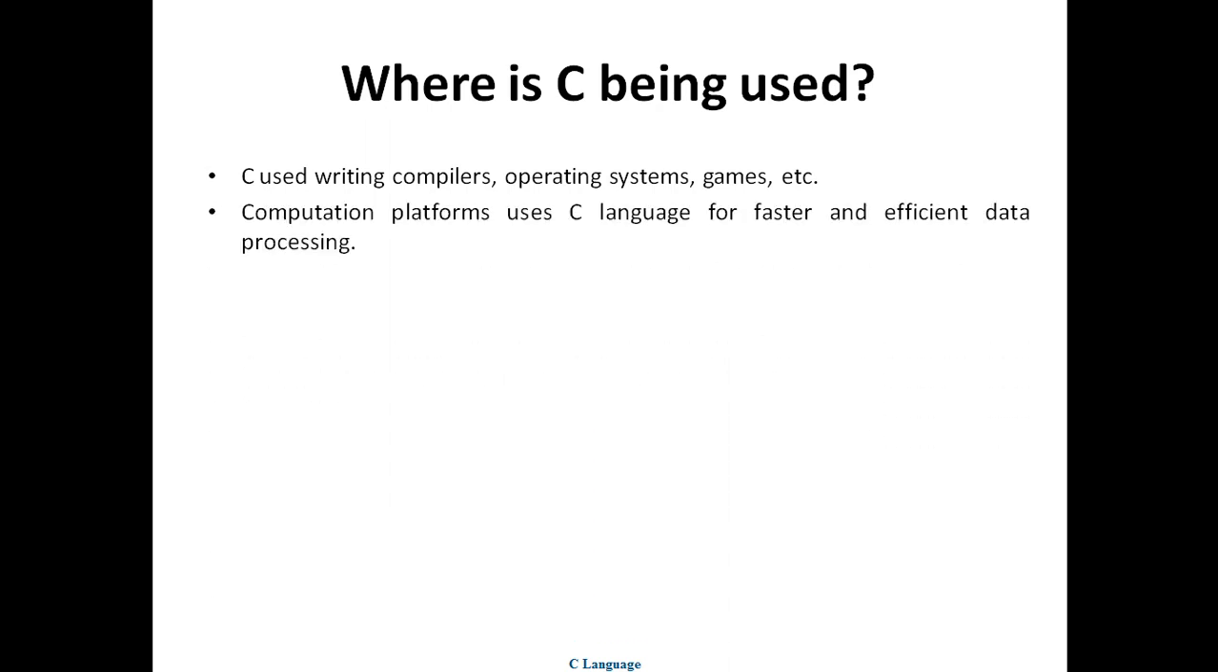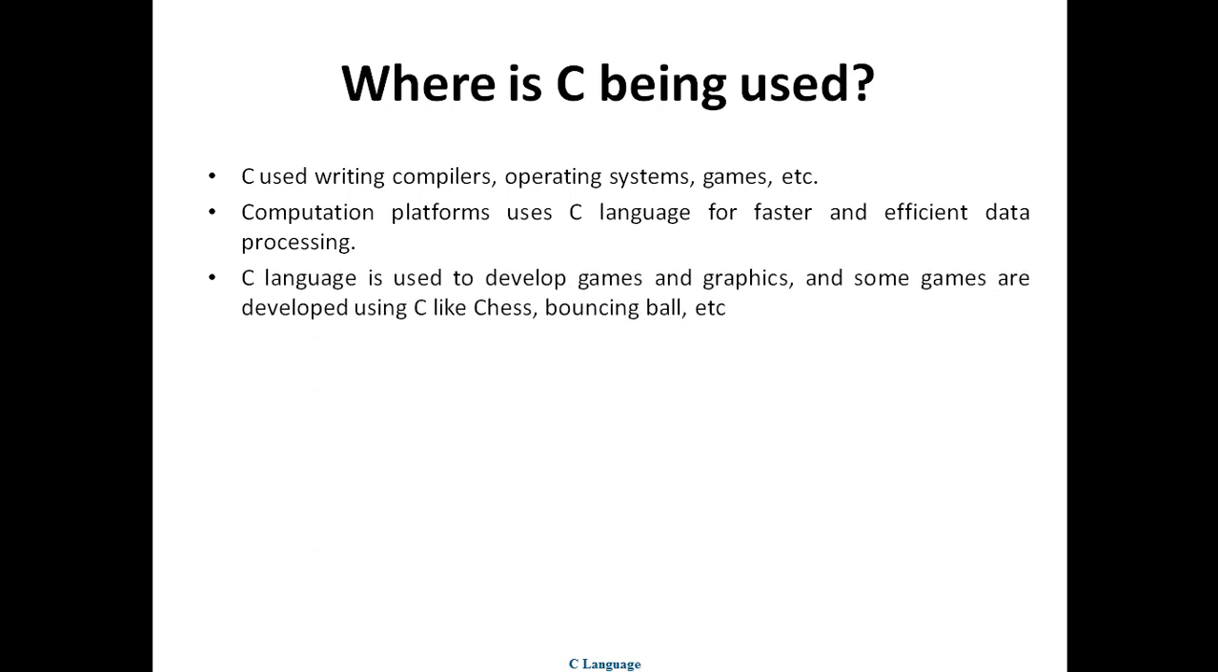Then where is C being used? C is used in writing compilers, operating systems, games, etc. And people also develop editors. C is used on computation platforms for faster and efficient data processing. C language is used to develop games and graphics, and some games using C are chess, bouncing ball, etc.